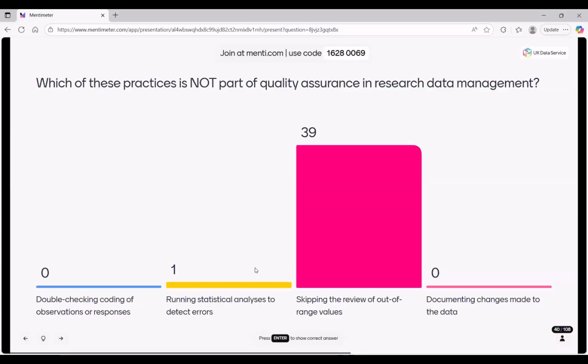So if you skip this review, you risk keeping errors in your data set. These errors can lead to wrong conclusions, loss of credibility, or reduced reproducibility. So skipping this step undermines the whole point of quality assurance. So yeah, this is the right one. Thank you.